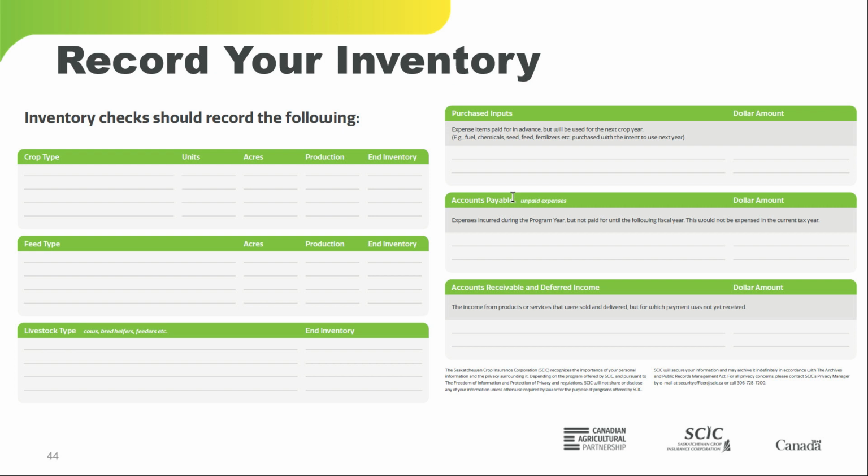So just jot down your types of crops that you seeded, how many acres, what your production and ending inventories were. Maybe you had some feed type, maybe some alfalfa grass bales or some green feed bales. What was your ending inventory for that? And same with your livestock and your purchased inputs, any payables or receivables. This is just a card that you can jot down those numbers on and record them to help you complete your program forms later on.